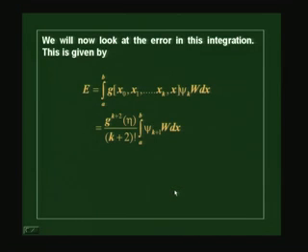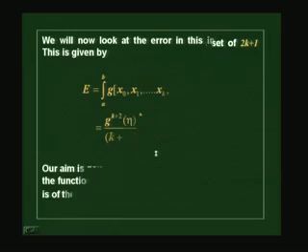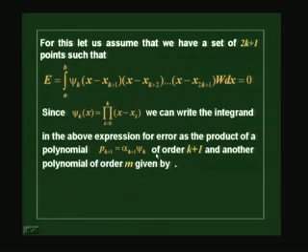Now we will just look at the error term. The error term will now be of the order of k plus 2. We have chosen that the error in the integration will be k plus 2, but we have chosen the k points. Now we have to choose the k points such that this integral is 0.